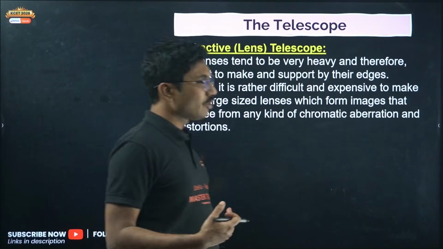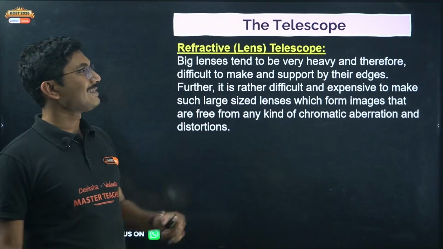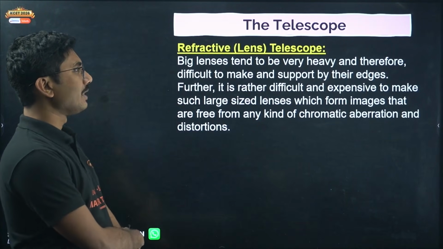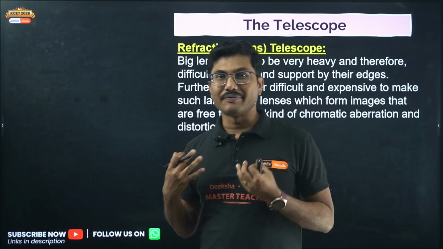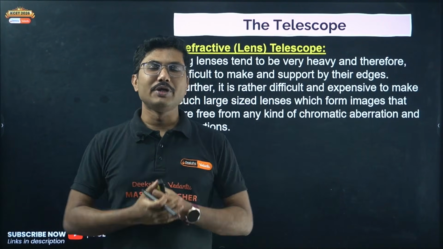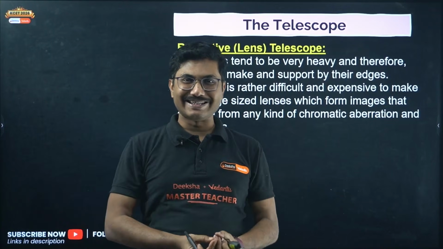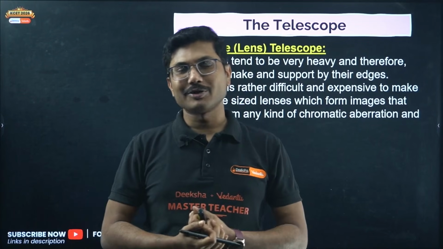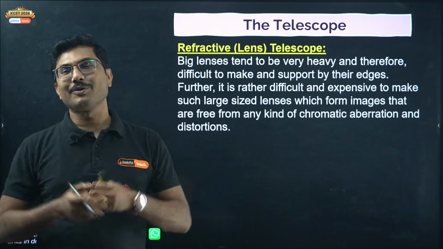Now refractive telescope. Refractive telescope means where you are using lenses. Big lenses tend to be very heavy and therefore difficult to make and support at their edges. A lens works on the principle of refraction, which means light has to pass through it. If you make a very huge lens, you have to support it, and support can only be provided along the edge. You cannot put something in between the lens, because it will block the path of the ray and it will be a useless device. So you cannot block the central part, only the edge can be used.